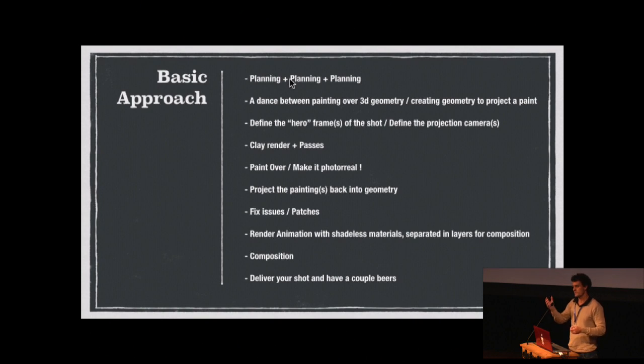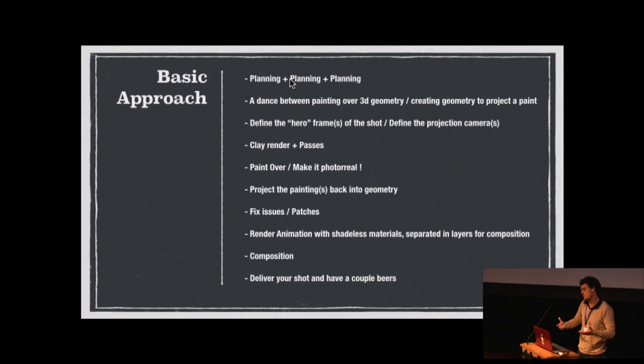And then you go to an image editor, GIMP or Photoshop, and you start painting on top of it. And you start dropping some photos on top of it, and you start cheating. And you try to make this photo real. This is where the magic happens for matte painters. So you try to make an image that is photorealistic.